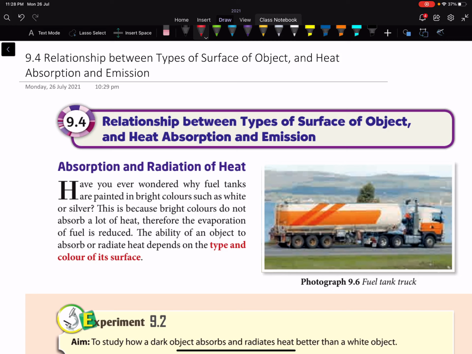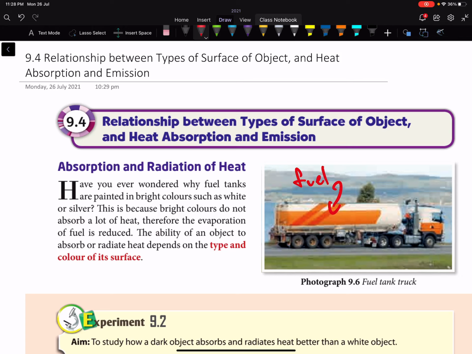Have you ever wondered why fuel tanks, like the one that you see on the road, are painted in bright colors such as white or silver? Okay, in Malaysia, maybe we'll see yellow, which is Shell, and also light green for Petronas, right? This is because bright colors do not absorb a lot of heat. Therefore, evaporation of the fuel is reduced. And also because this thing is fuel, right? Fuel is inside here, and what happens if we get fuel too hot? There is a risk of it burning.